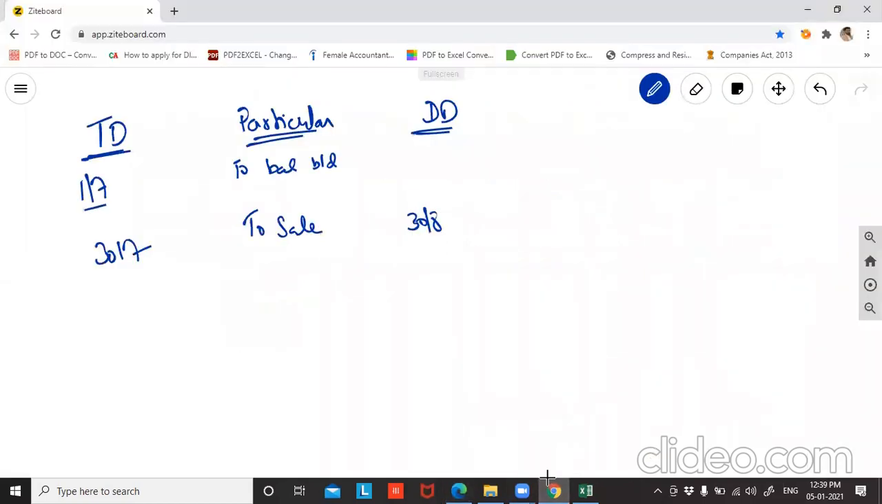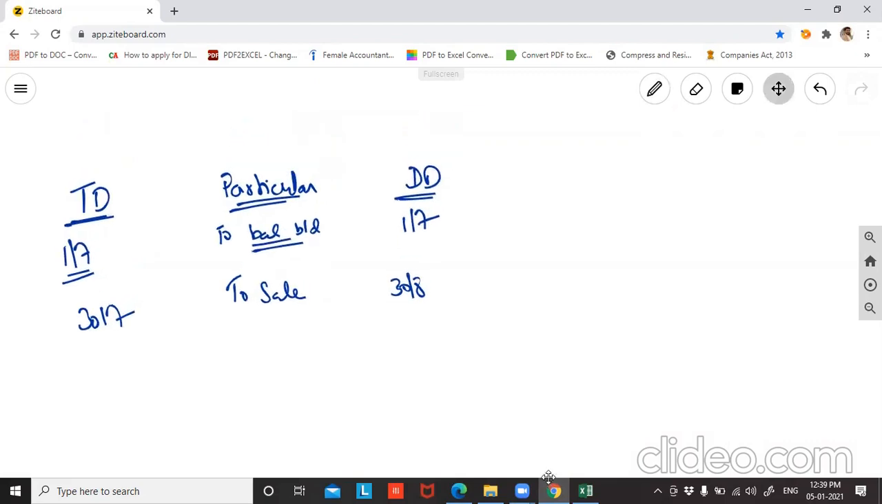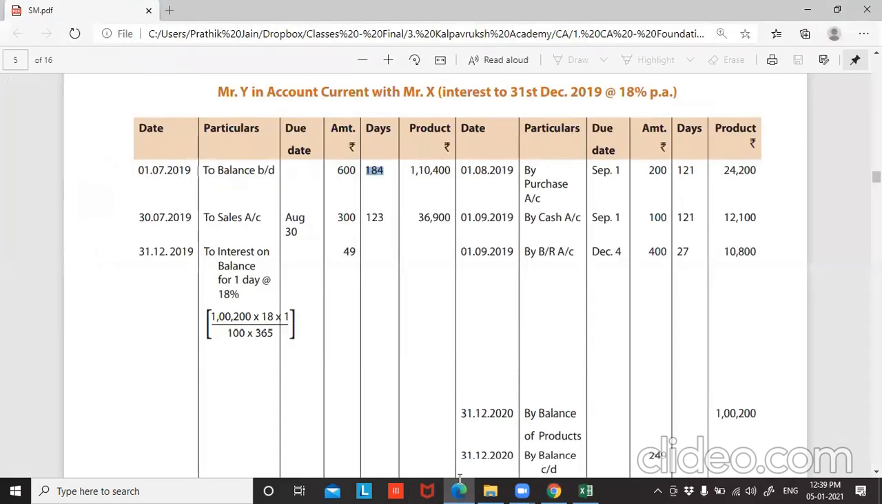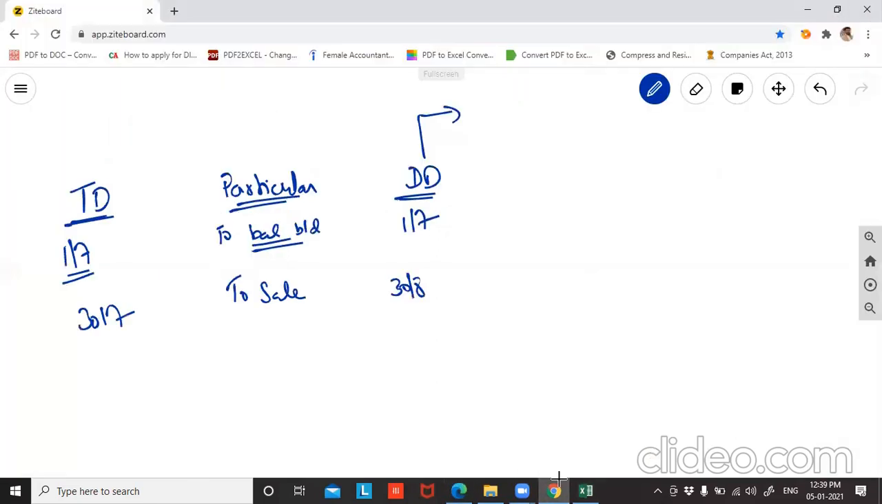Guys, the transaction date is 1/7, 1st July. It is the balance brought down. Okay, the due date naturally will be 1/7. In the forward method, we try to calculate the number of days from the due date till the date for which you're preparing the account current. Account current is prepared here for 31st December 2019. 31/12/2019. So here is 1/7/2019.